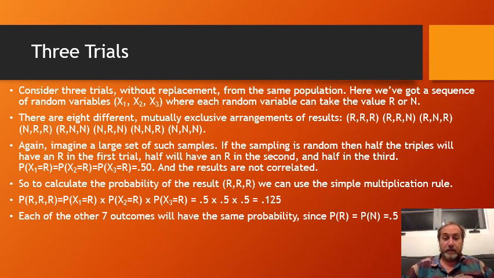So that'll be the probability that our first pull is red times the probability that our second pull is red times the probability that our third pull is red. Each pull, the probability is 0.5, because that's the proportion of reds in the population, half of them. So the probability of getting a red all 3 times is 0.5 times 0.5 times 0.5, so that's 0.125. And then you can calculate the probabilities of all the other outcomes as well.